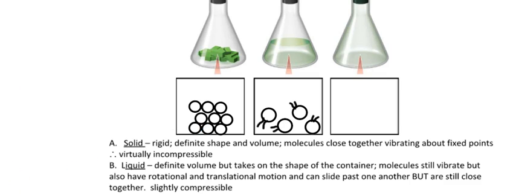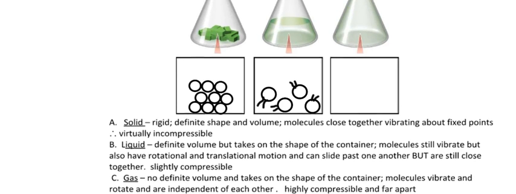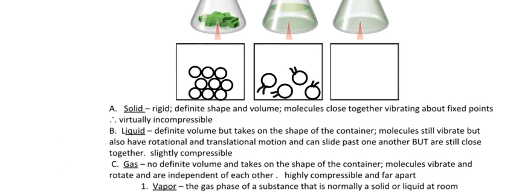Let me scroll down here. A gas has no definite volume, hopefully you figured that out, and it does again take on the shape of the container. So here's my gas, and they're still vibrating, they still can rotate, and they are independent. That means they don't have attraction for one another. They are highly compressible because look at all this empty space between the molecules, or the atoms at this point, and they're very far apart. So let's talk about the motion.